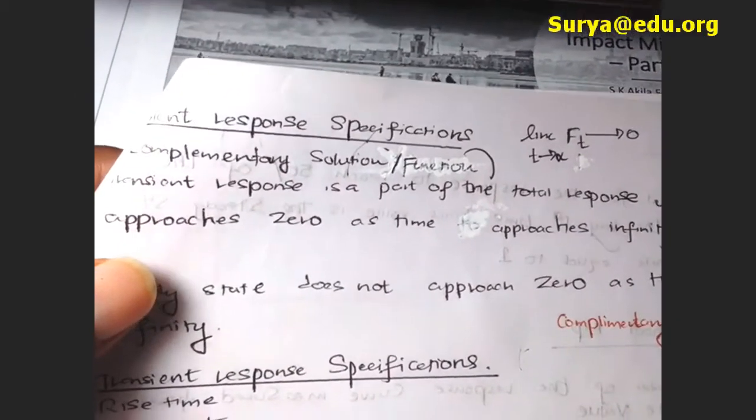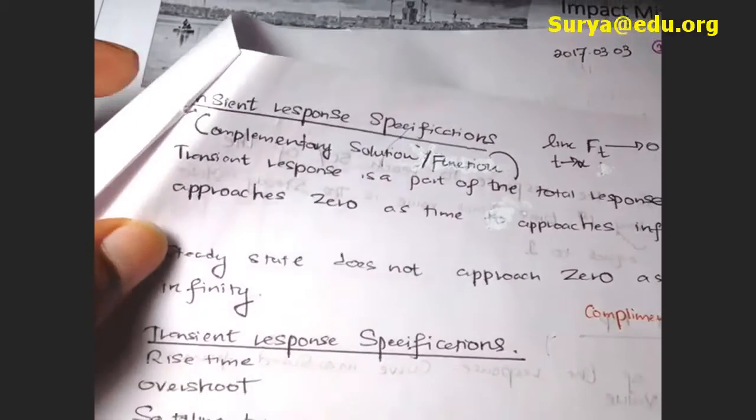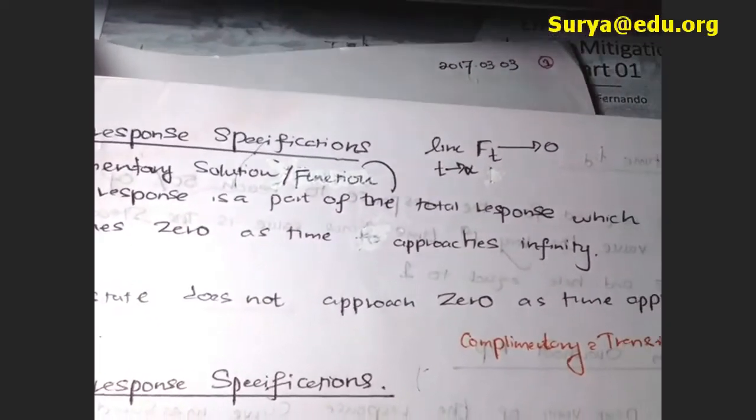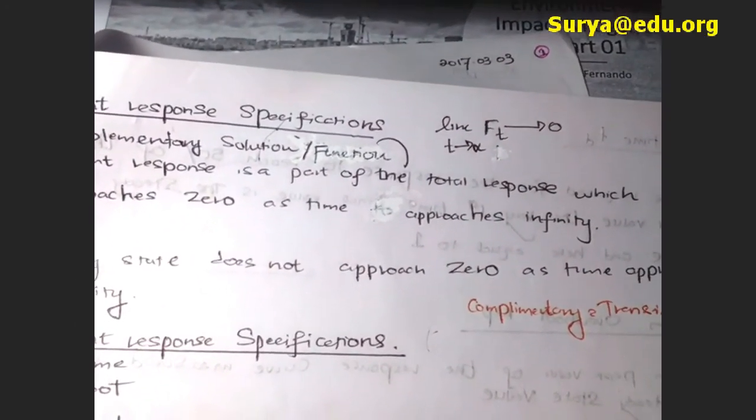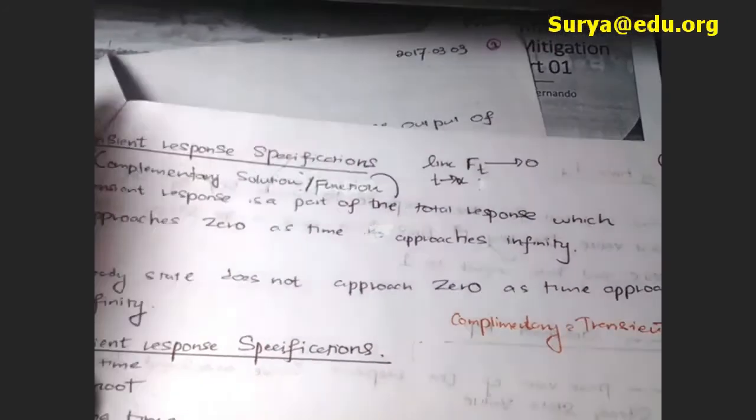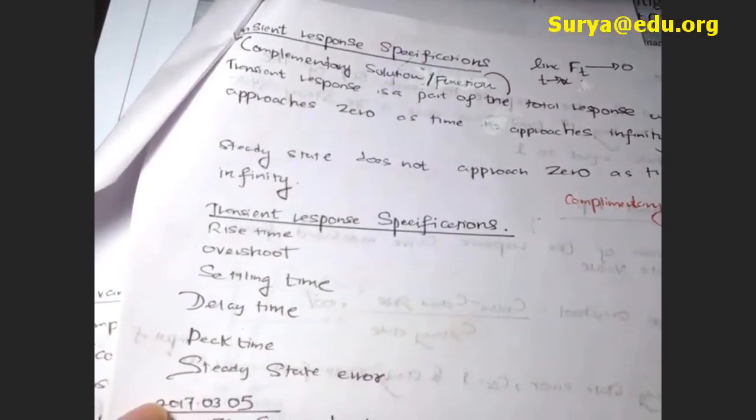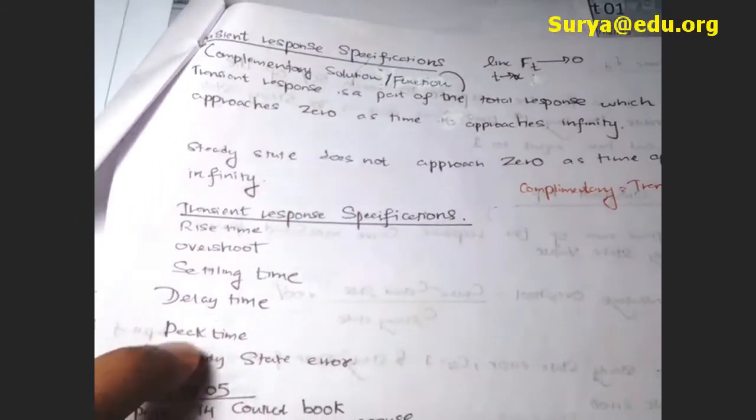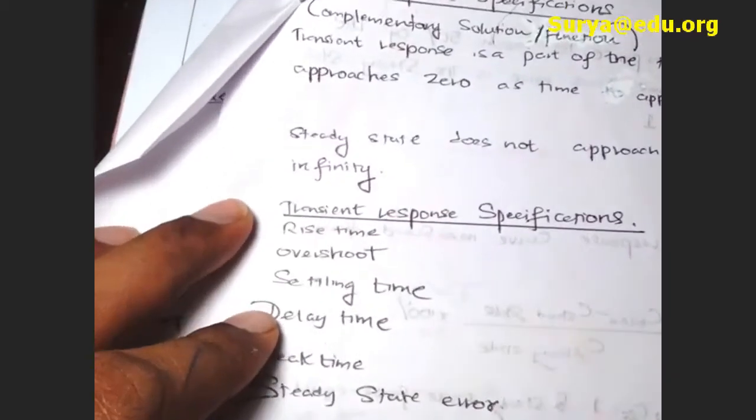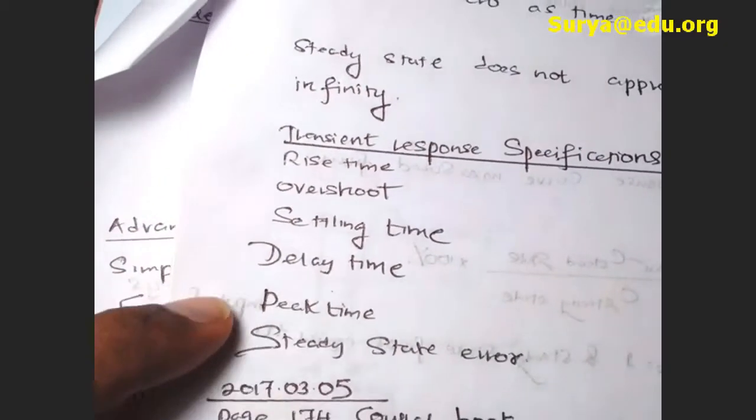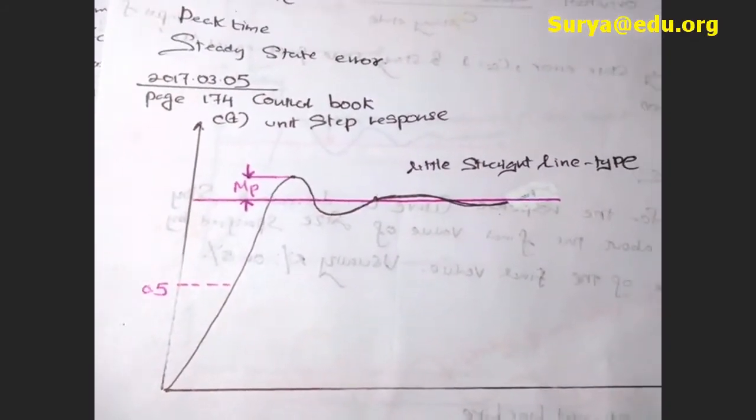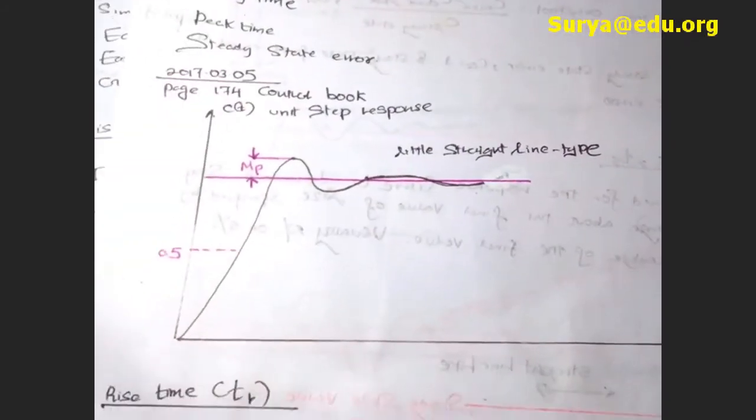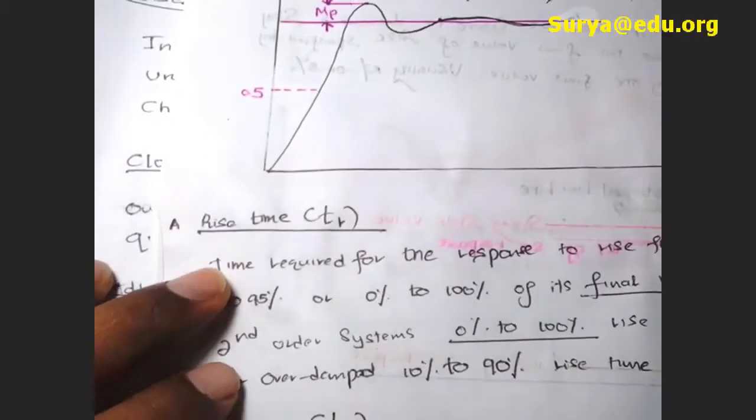So transient response specifications. Transient response is a part of the total response which approaches zero as time approaches infinity. Okay, so that's the notation. Basically, as you can see, there are certain response specifications: rise time, overshoot, settling time, delay time, peak time, steady state error, just for your knowledge. Now this is the curve, as you can see. All are there in the course material, so study this stuff, it may be very important.